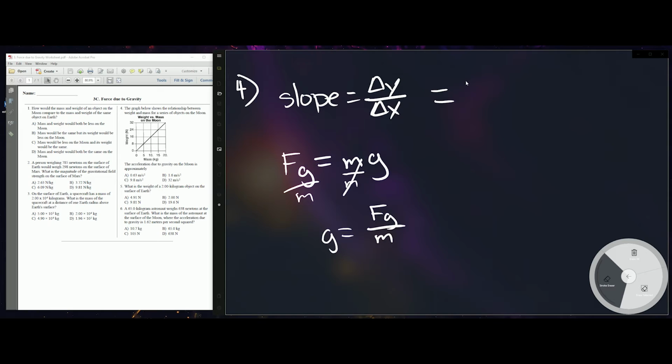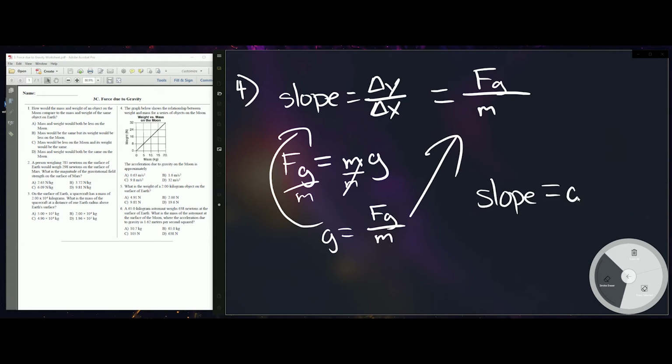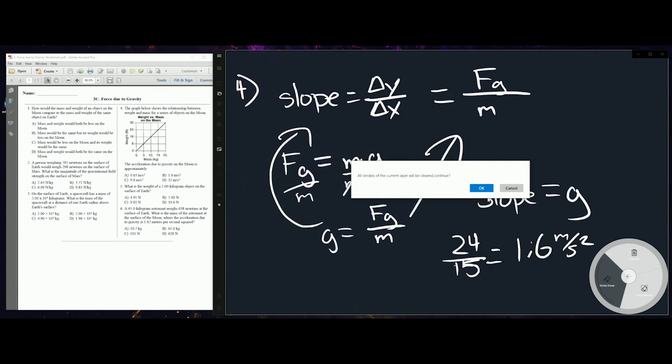What's on your y-axis? Your weight. What's on your x-axis? Your mass. Look at this. Your slope is your acceleration due to gravity. So all you need to do is calculate the slope anywhere. Let's say we take the point where y is 24 and on the x-axis we take 15. And so we're going to get 1.6 meters per second squared. All right.